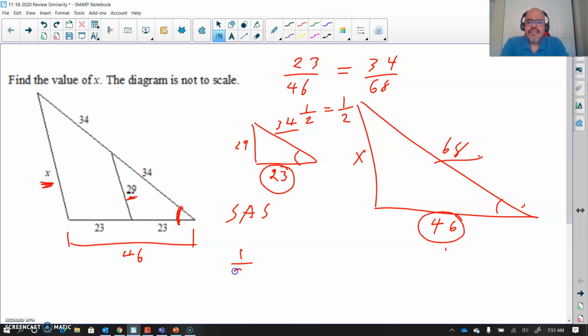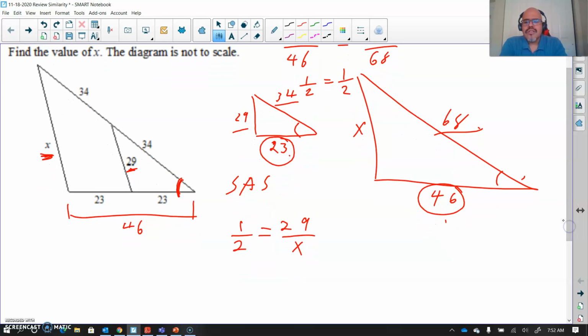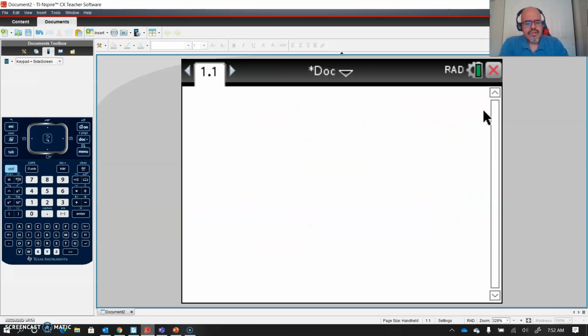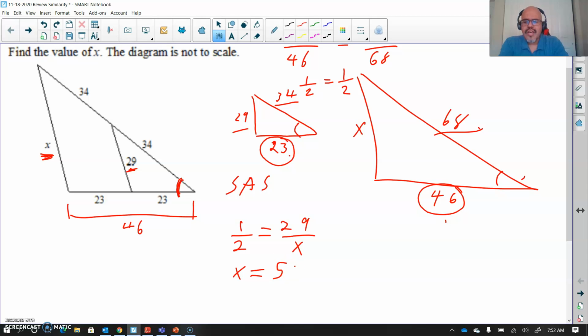So we have 1/2 equal to, since we took the 23, we're going to take 29 from here, 29 divided by x. Then cross multiply and divide, of course, if we need to. So x times 1 is going to be x, and 2 times 29, well, let's just do that really quick. 2 times 29 gives us 58. So that's our answer, 58.